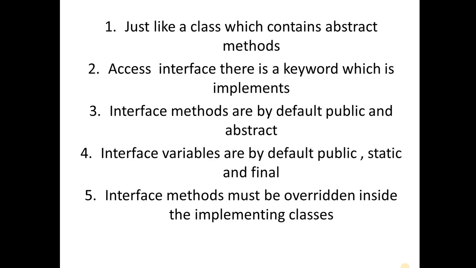So I hope you understood the theory. Just revise. Your interface is a collection of abstract methods. Non-abstract methods are not allowed here. Then if you want to access interface, we use the implements keyword, and interface methods are by default public and abstract. Then interface variables are by default public, static and final. And all methods present in interface are overridden by the implementing class.